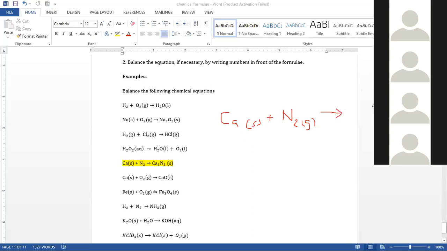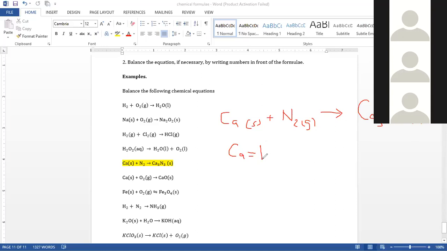But when it's reacting, in calcium nitride, calcium reacts alone with its valency of two. Nitrogen reacts alone with its valency of three. The three for nitrogen comes here. The two for calcium comes here. So let's start, girls. Let's get ready. How many atoms of calcium are we having on the left-hand side? By show of hands. You can unmute yourselves and speak.